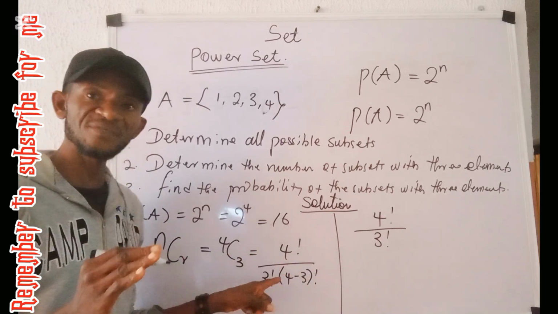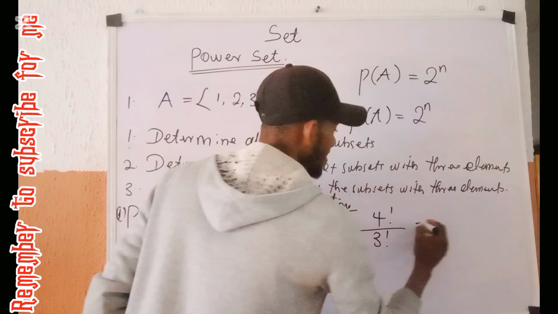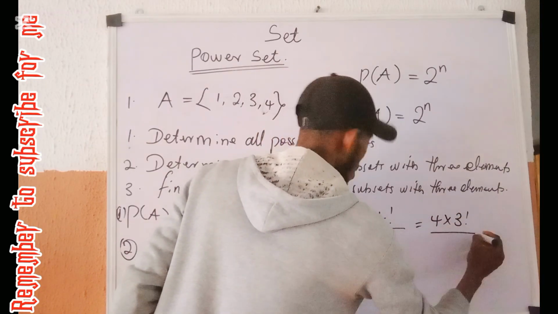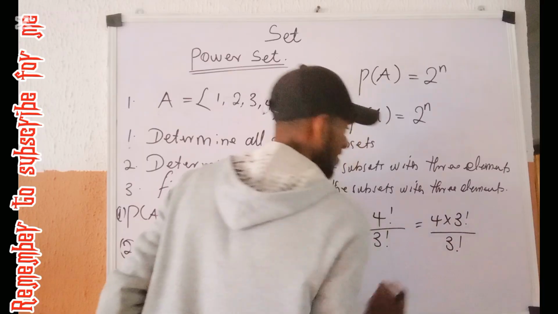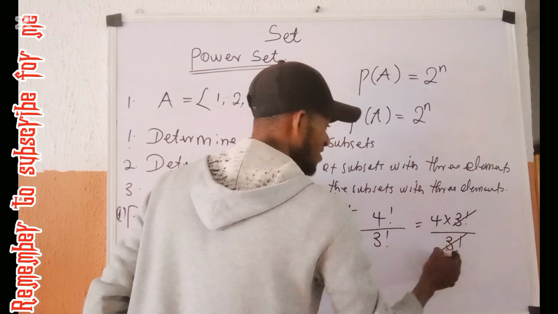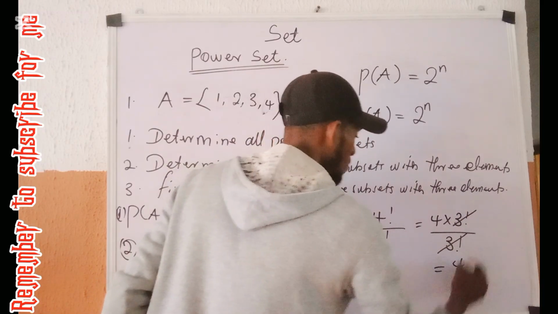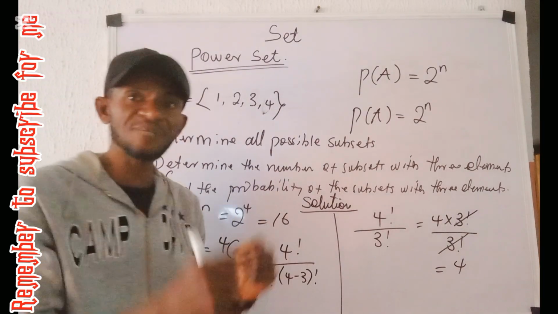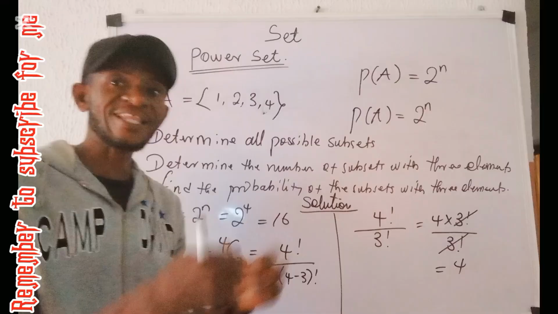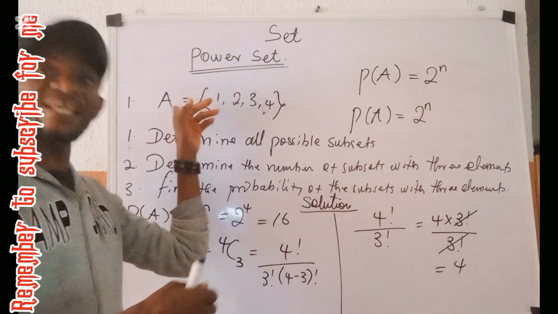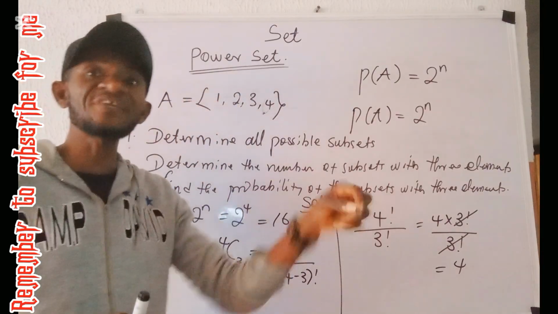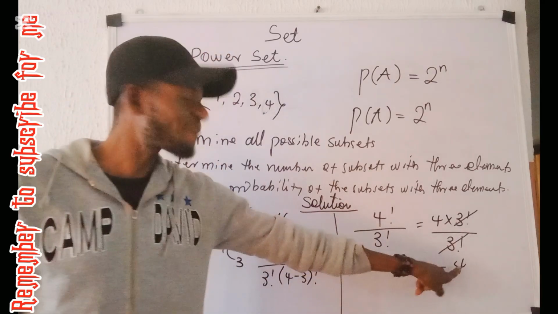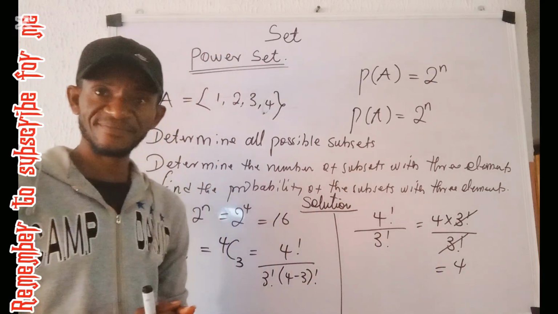So what I have becomes this. To express this, what I have becomes 4 times 3 factorial all over 3 factorial. This 3 factorial will cancel this 3 factorial. What I have is 4. So the number of possible subsets that can be formulated from this set A that will have inside them only 3 elements, they are 4 in number.